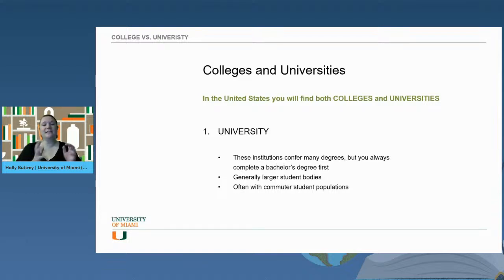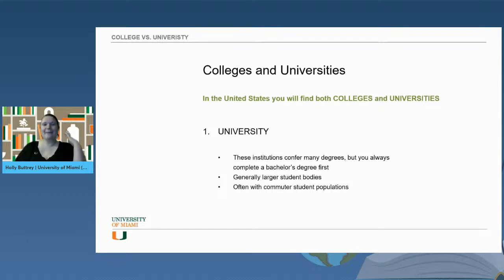I mentioned that residential component to most colleges in the US. And so the idea of a commuter population would be students who are living off campus, whether that's living at home with your family or siblings, or it's just living at an apartment or somewhere off campus and coming in. So those both colleges and universities, options for bachelor's degrees in the US.